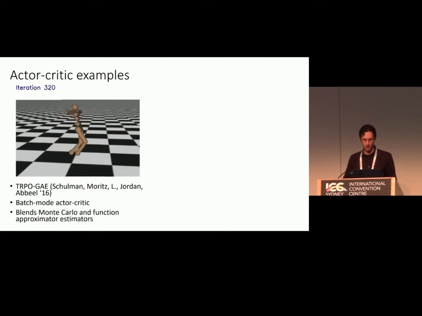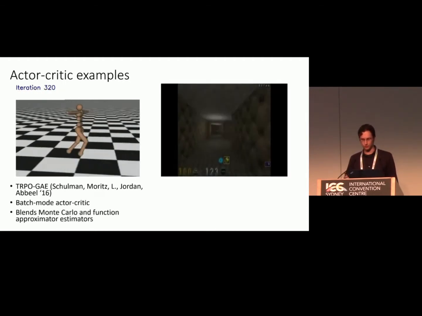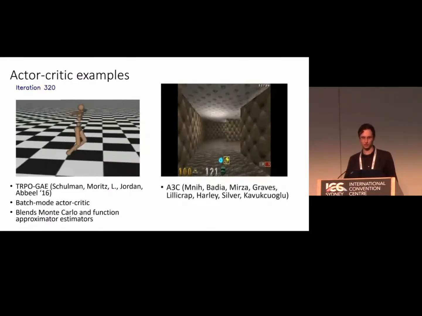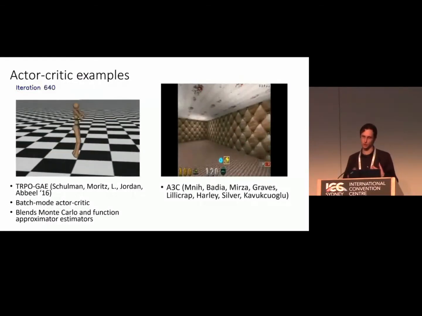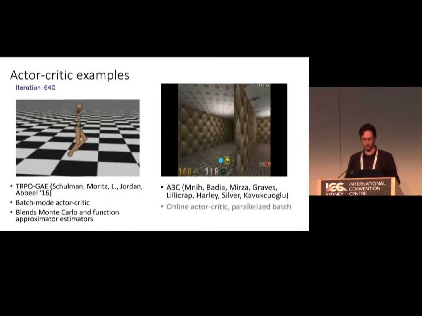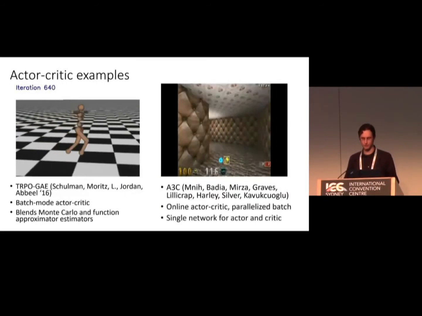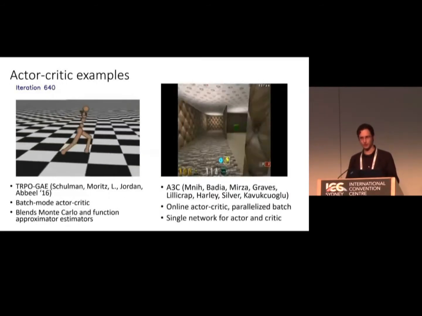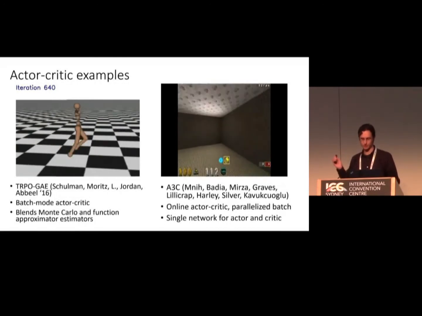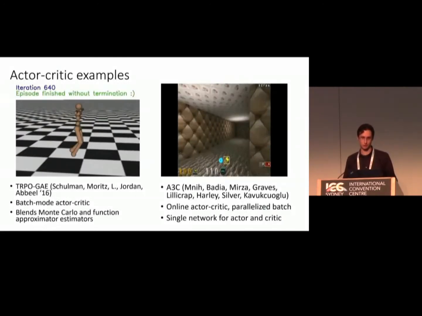So it's batch mode. This is a video from a paper that introduced an algorithm called A3C. A3C is a fully online parallelized actor-critic algorithm. And there's also a single network that has two heads, one for the actor and one for the critic. And this video that you're seeing is actually a recurrent actor and critic.